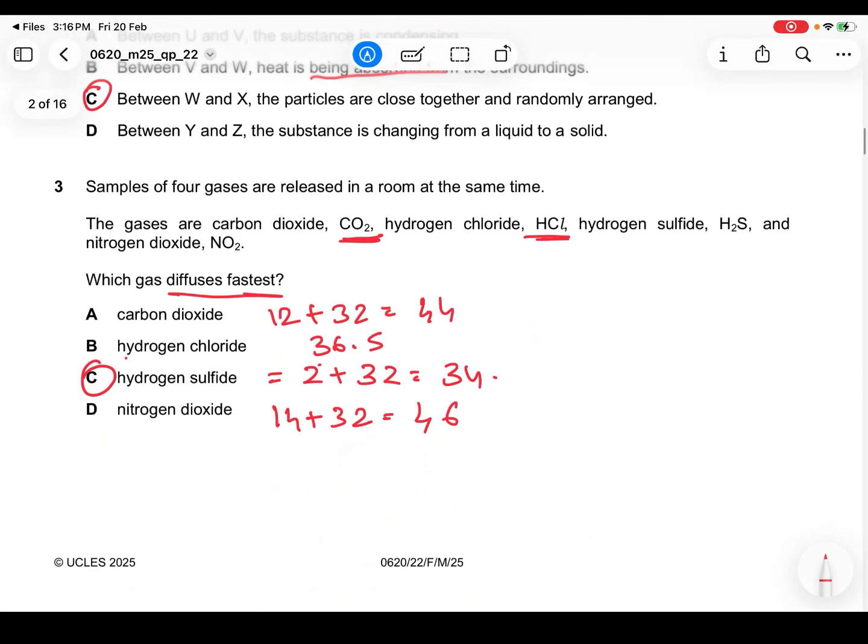Next, a sample of 4 gases are released in a room at the same time. The gases are carbon dioxide, hydrogen chloride, hydrogen sulfide and nitrogen dioxide. Which gas diffuses faster? For this, you will have to find the molecular mass of all the gases given, and the one with the lowest Mr will diffuse fastest. So here I have calculated the Mr for all of them, and I have got the least molecular mass for hydrogen sulfide, that is 34.